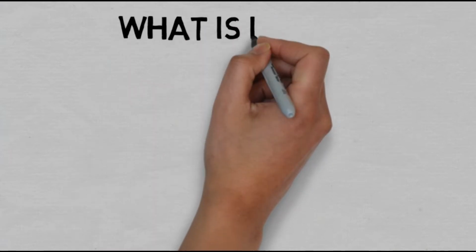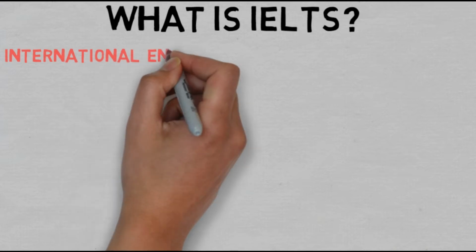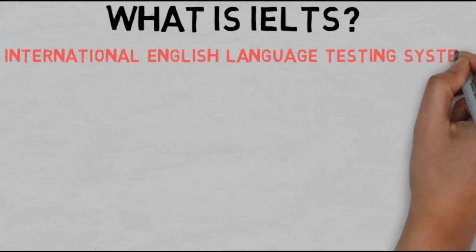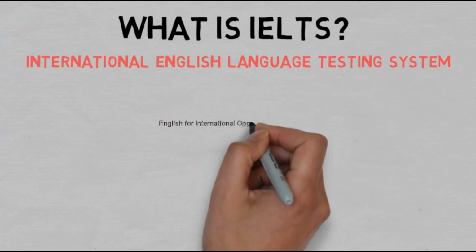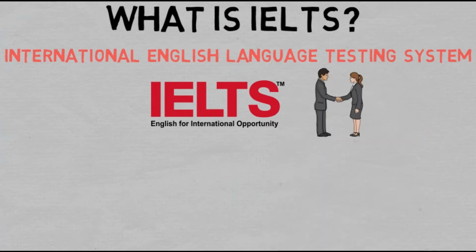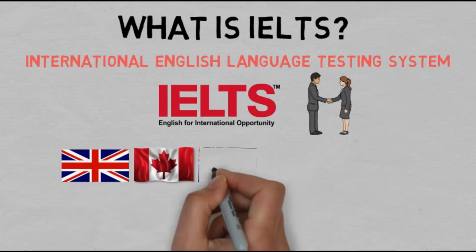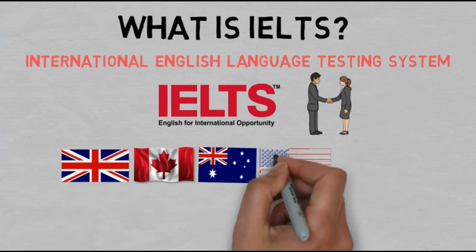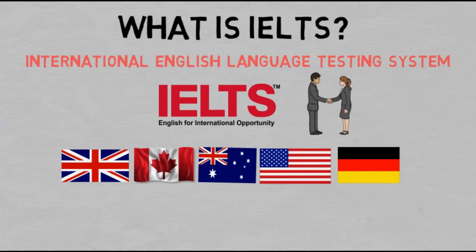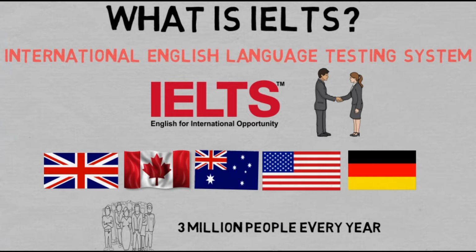First and foremost, what is IELTS? So IELTS, or the International English Language Testing System, is an English language exam that is required to be taken by international candidates considering studying or working in a country where English is the main language of communication. Most popular countries where IELTS is accepted by university admissions are the UK, Canada, Australia, New Zealand, Germany, USA and more. Over 3 million people take the IELTS test every year.